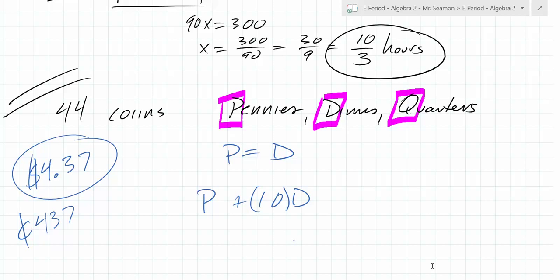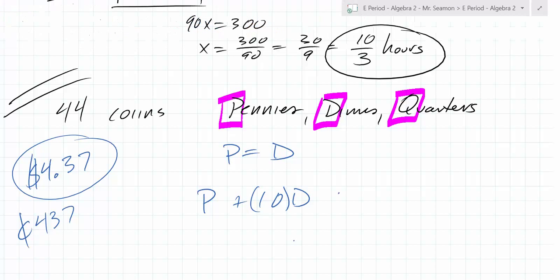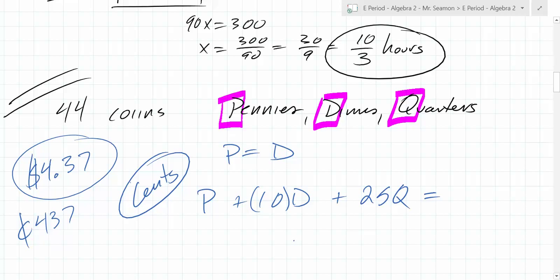What about quarters? If you have Q quarters, how many cents is Q quarters worth? 25Q. 25Q, exactly. We are in cents. That's how many cents together it's all worth, but we need to set that equal to what? 437 cents. 437.